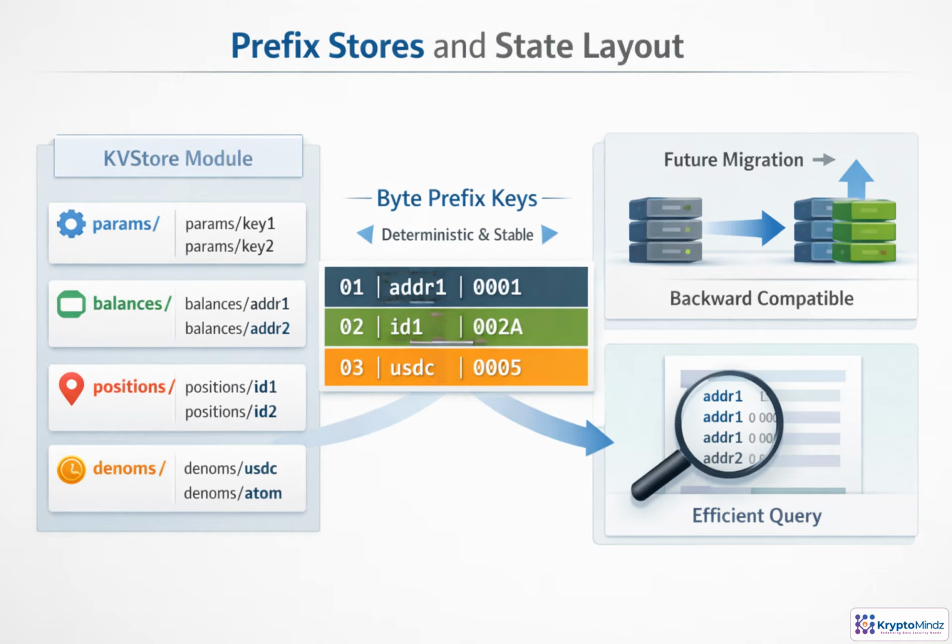A module's KV store often holds many kinds of data, so prefixes act like namespaces inside one physical store. One prefix might identify parameters, another balances, and another positions or denom metadata. The design rule is simple but important. Keys must be deterministic, stable, and easy to scan. Use unambiguous byte prefixes and canonical address or ID encodings. A good layout makes queries fast now and makes future migrations safer because old keys can still be interpreted consistently.